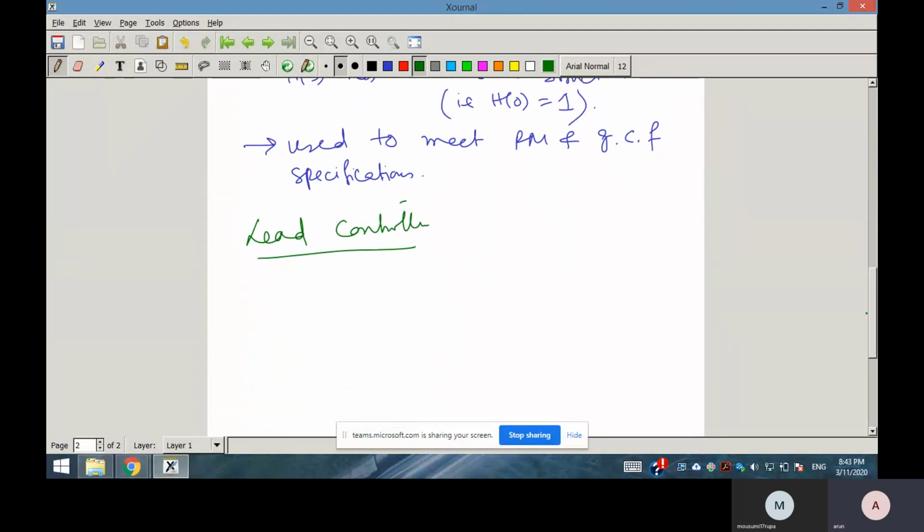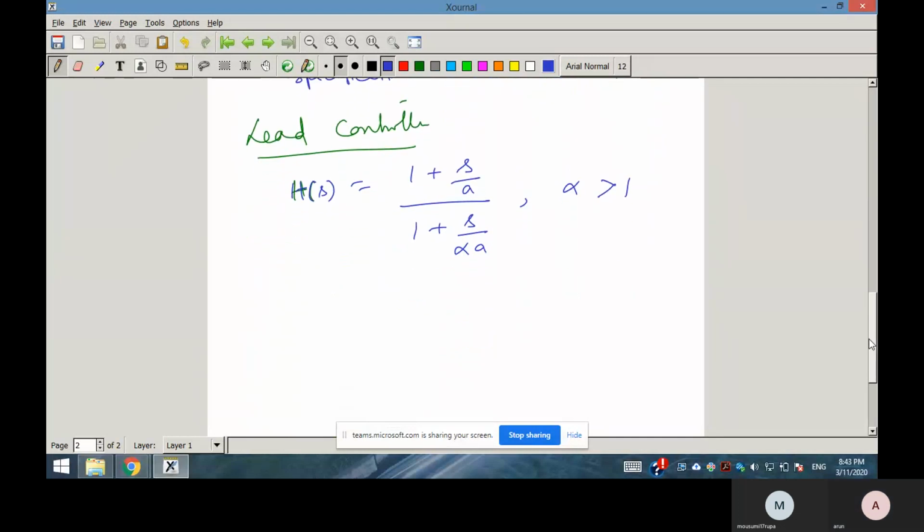So the lead controller H(s). The transfer function H(s) is of this type. H(s) is in normalized form, (1 plus s by a) divided by (1 plus s by alpha a), where alpha is greater than 1. So this is a normalized structure. You can easily verify H(0) equals 1.